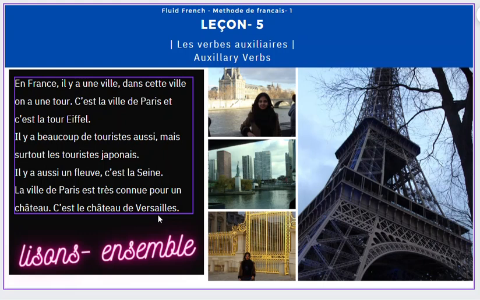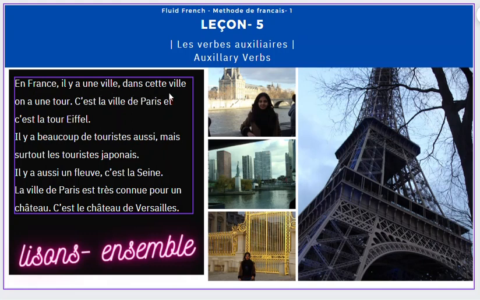Now what I will do is break down each and every sentence. We'll focus only on the articles. For other words, I'll tell you the meaning of the sentence, and if you don't know a specific word, you can look it up in the dictionary. I use wordreference.com. Alright. En France, il y a une ville. The first article that is coming is une ville, a city. Indefinite article.